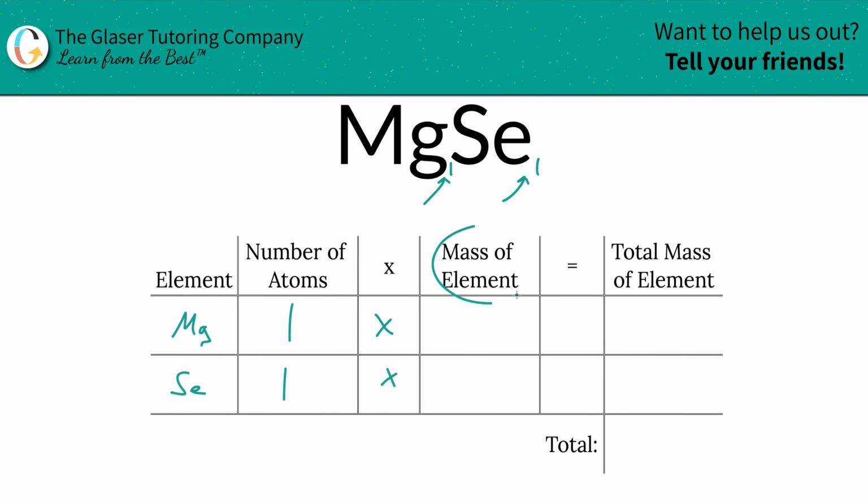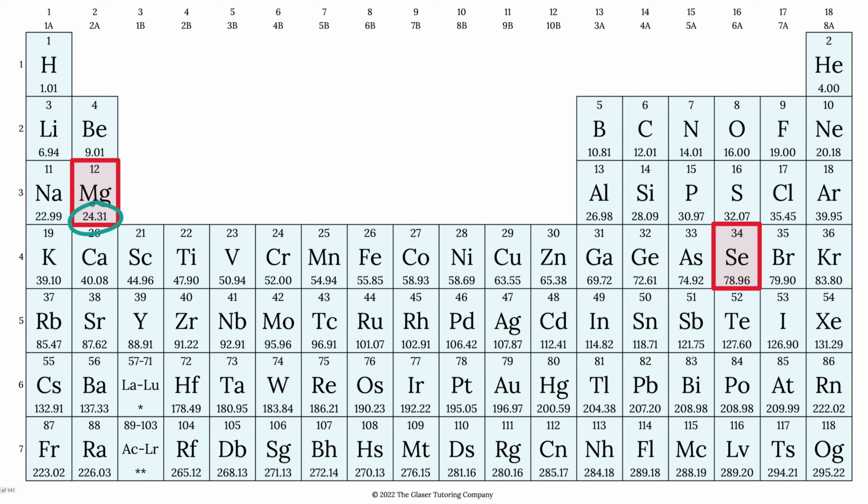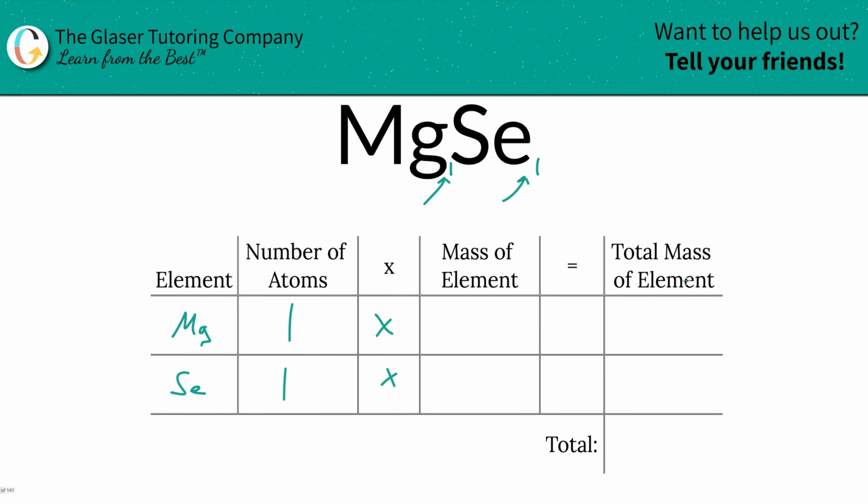Then we're going to multiply by the mass of each particular element. That's where the periodic table comes into play. So magnesium's mass is going to be 24.31, selenium is 78.96. So those are what we're going to write down here. So we got 24.31, and then we had 78.96 for selenium.